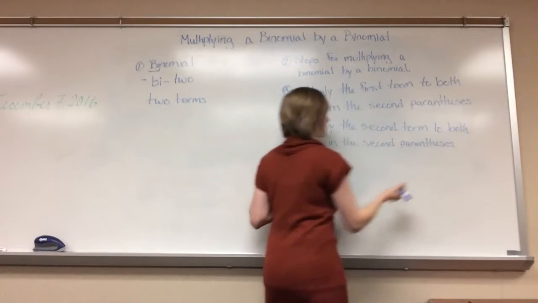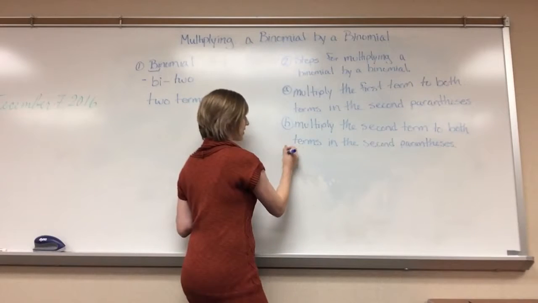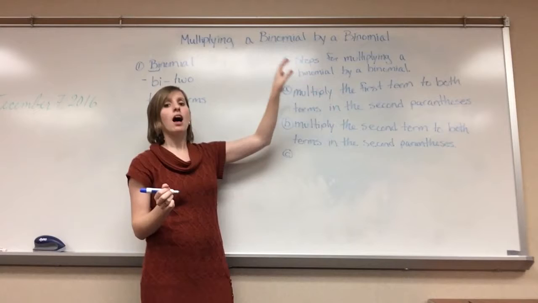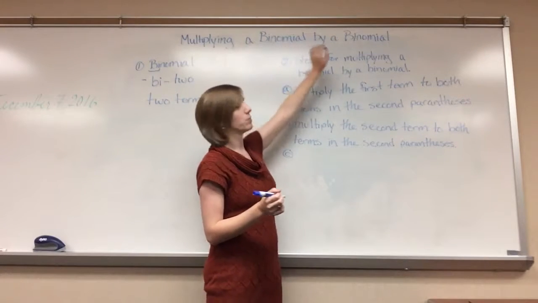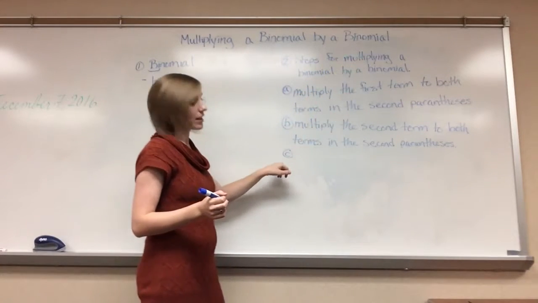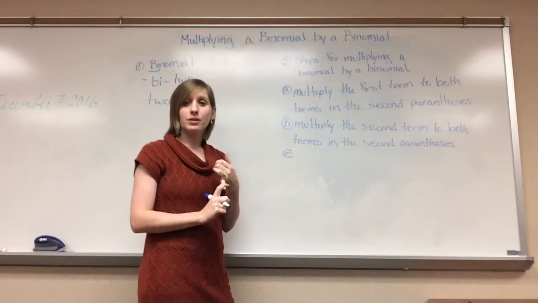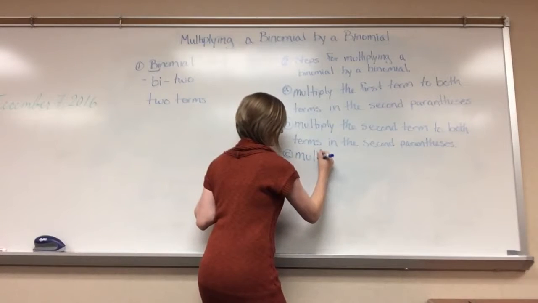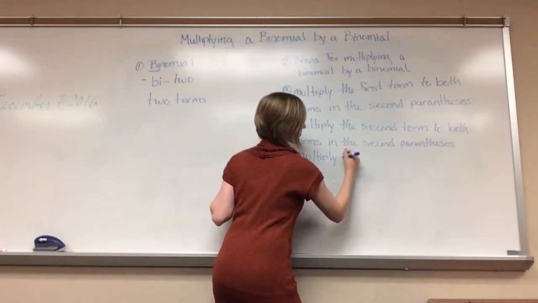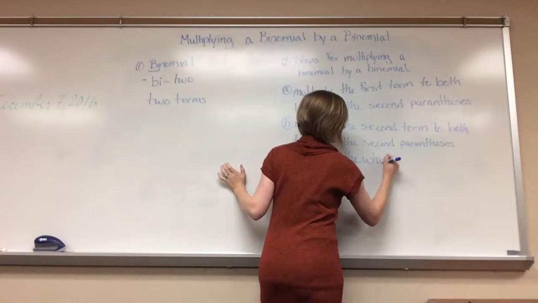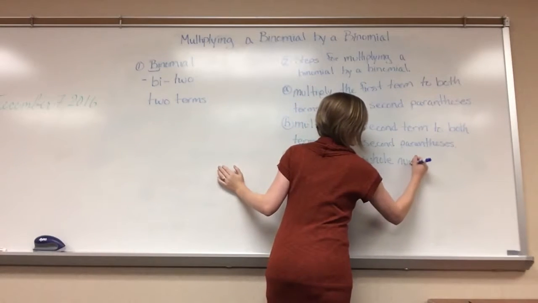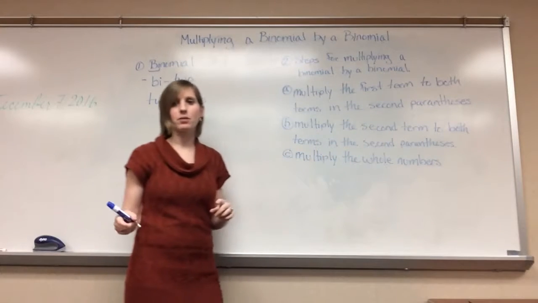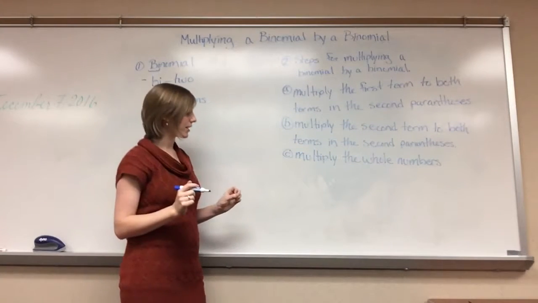Now, the next 2 steps are going to be reminders for you. It's very similar to what we did last week when we took a monomial times a polynomial. The same rules apply for binomial times a binomial. So that next step is make sure when you're doing that multiplication to multiply the whole numbers, those coefficients. Remember, coefficients are the numbers in front of the variable. So you're going to multiply the numbers in front of the variables.